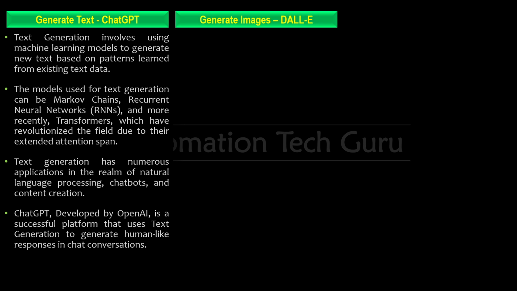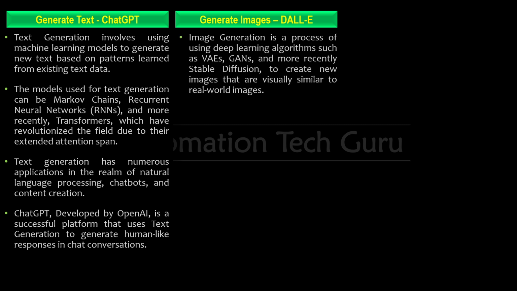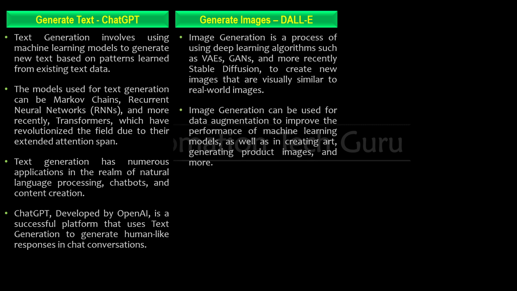How to generate images? DALL-E is an example of image generation. Image generation is a process of using deep learning algorithms such as VAEs, GANs, and more recently Stable Diffusion to create new images that are visually similar to real-world images. Image generation can be used for data augmentation to improve the performance of machine learning models, as well as in creating art, generating product images, and more.